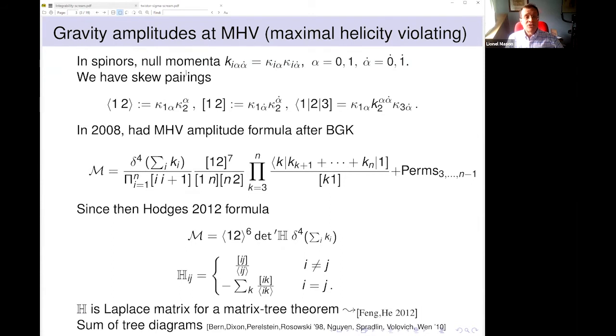So if you want to write down a scattering amplitude, what you do is you imagine that you've got these n particles that are scattering, and each of them has a momentum. So here I've written down a momentum k_i, and what I've done is I've put two-component spinor indices on it. So of course a momentum is usually just a four-vector, but for a scattering amplitude, this has to be satisfying the field equations, and so it's a null four-vector.